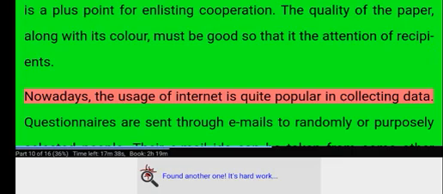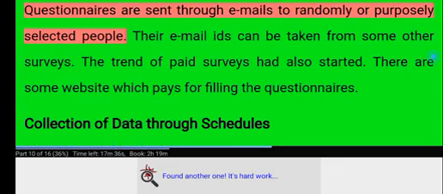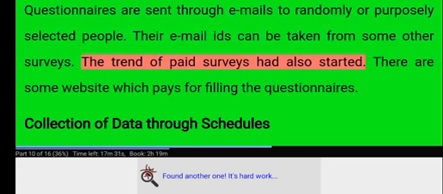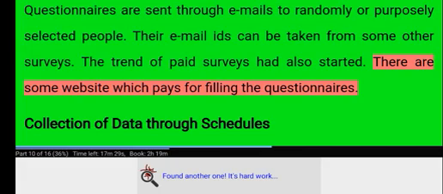Nowadays, the usage of the internet is quite popular in collecting data. Questionnaires are sent through emails to randomly or purposely selected people. Their email IDs can be taken from some other surveys. The trend of paid surveys has also started. There are some websites which pay for filling in questionnaires.